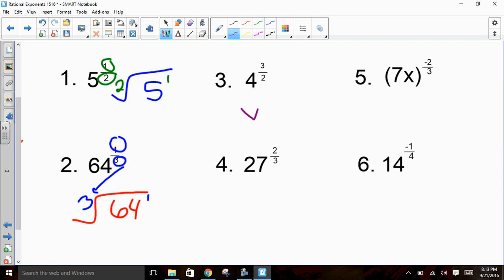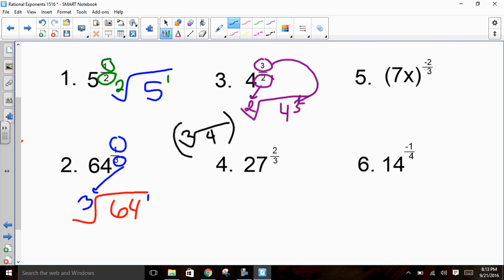Number 3, I have my radical sign. My 4 goes underneath. The power of 2 is telling me I have the square root. This cubed is going to come hang out with 4. Now, you can write it that way, or, I don't have enough room, you can have the square root of 4 quantity cubed. Either one is fine. They mean the same thing.